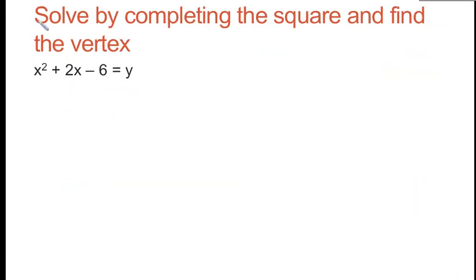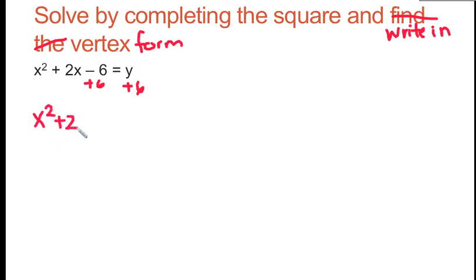So we're going to do a couple things with these problems. We're going to complete the square and we're going to write it in vertex form. And we'll talk about what that is in a minute. So first we're going to remember, how do you complete the square? Well, we have to add 6 to each side. So we have x squared plus 2x equals y plus 6.